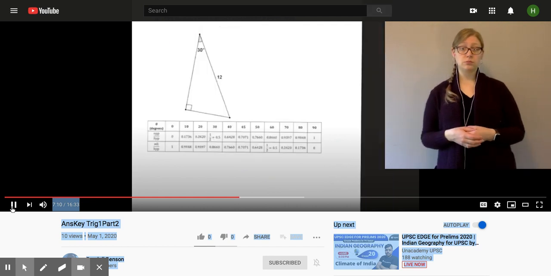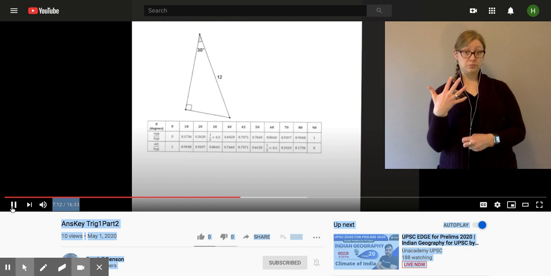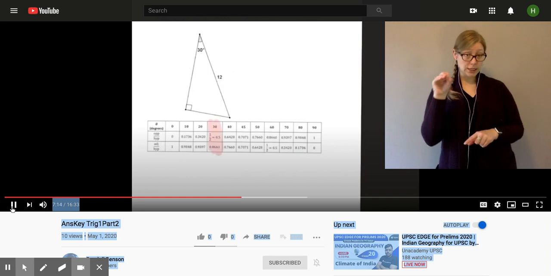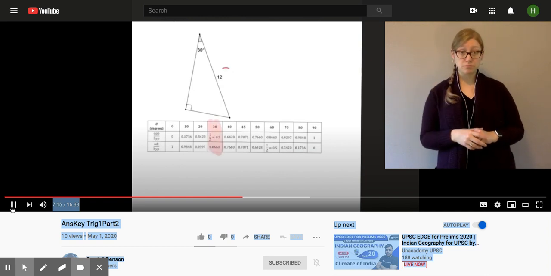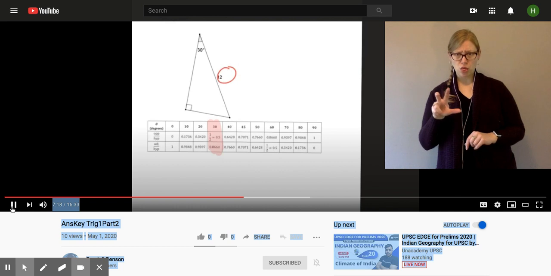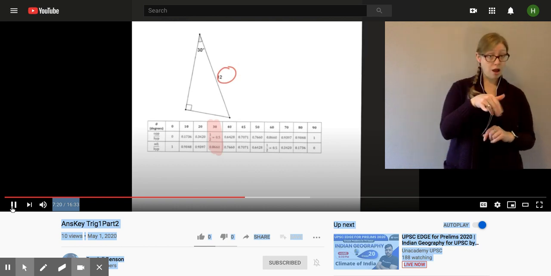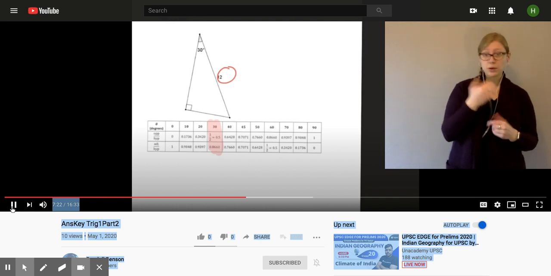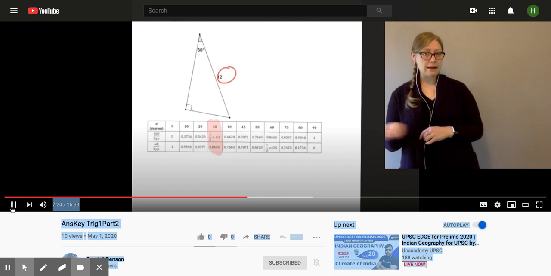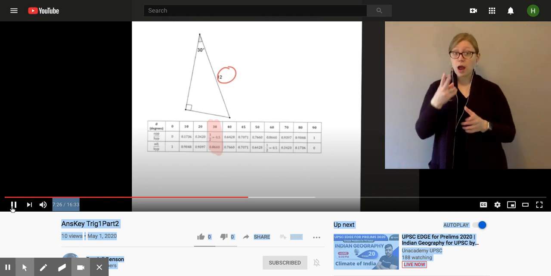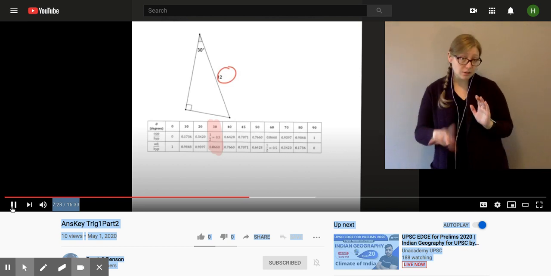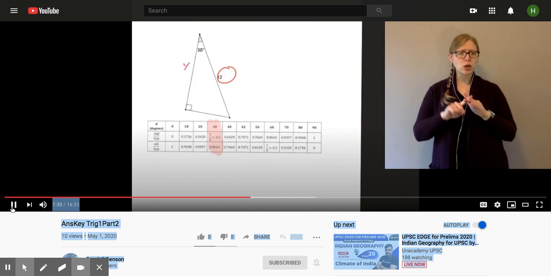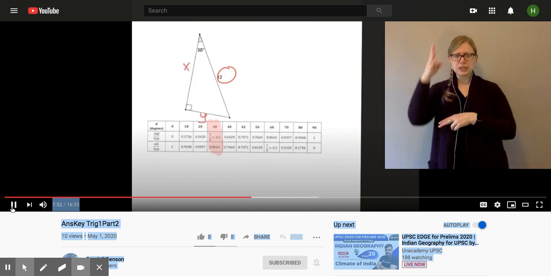So for problem 5, we have a 30-degree angle. So here's the 30-degree angle. And we know the hypotenuse. We do not know either the adjacent or the opposite side. And so it says find both legs. So let's do both. It doesn't matter which one we start with. Let's call the adjacent side X, the opposite side Y.